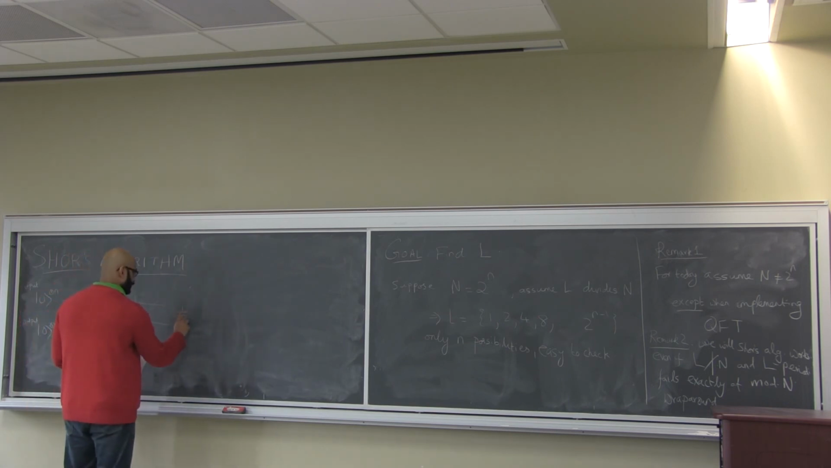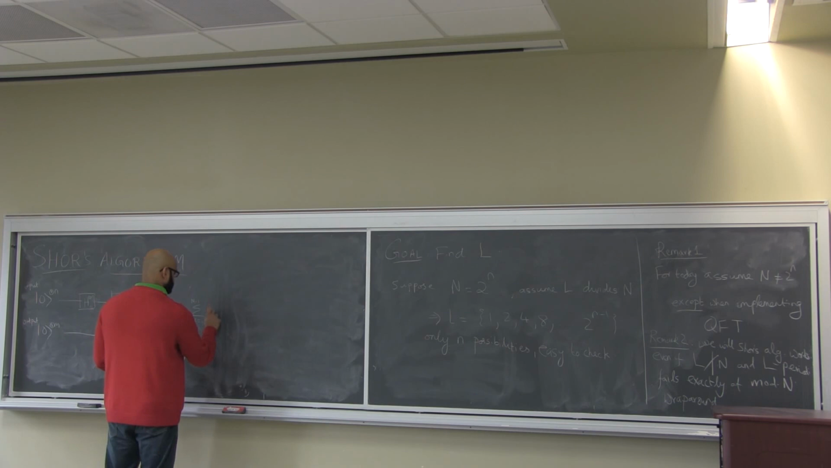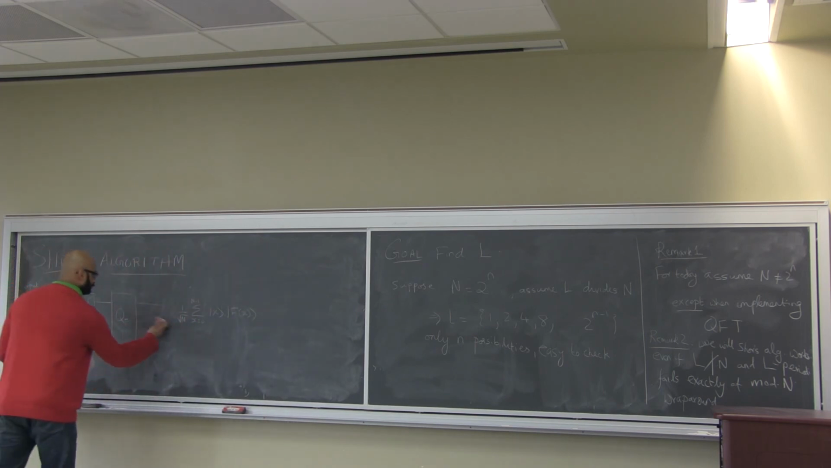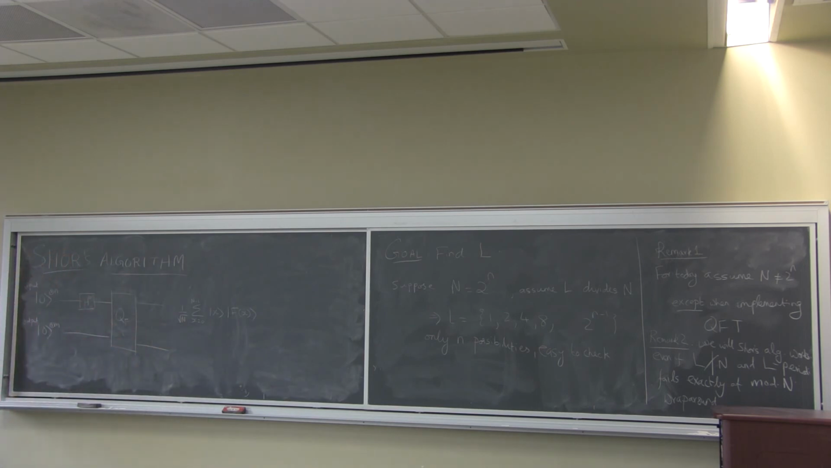1 over root n summation x equal to 0 up to n minus 1 summation x ket x times f of x, where now this f of x is in the output registers. That's what this function f does, right? The QF does.